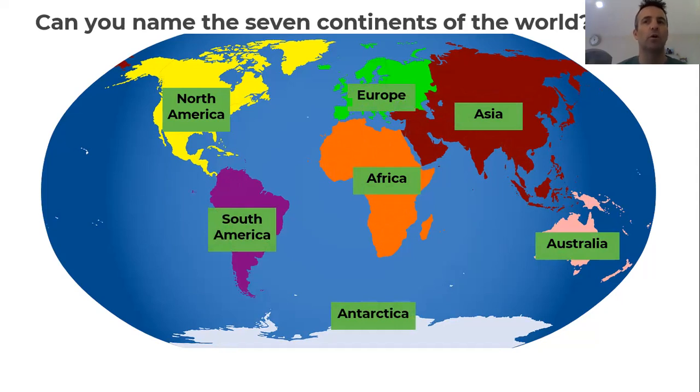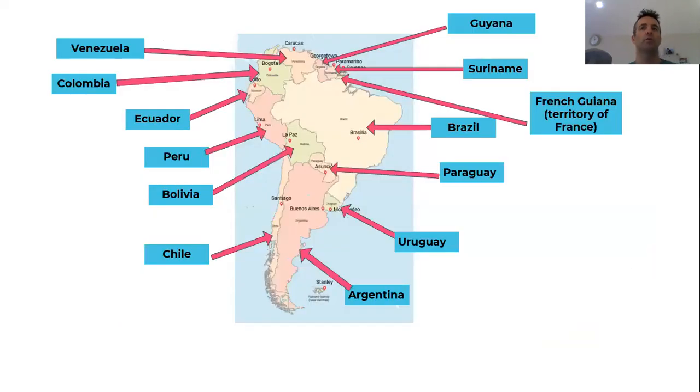Now, can you remember what continent we need to zoom in on to find out where Brazil is? Can you remember which one it is? Well done, it's South America. So here's our map of South America. I want you to point to where you can find Brazil. Can you point to it? Well done. Here's Brazil, just around this area here. So that's what we're going to be looking at partly today.